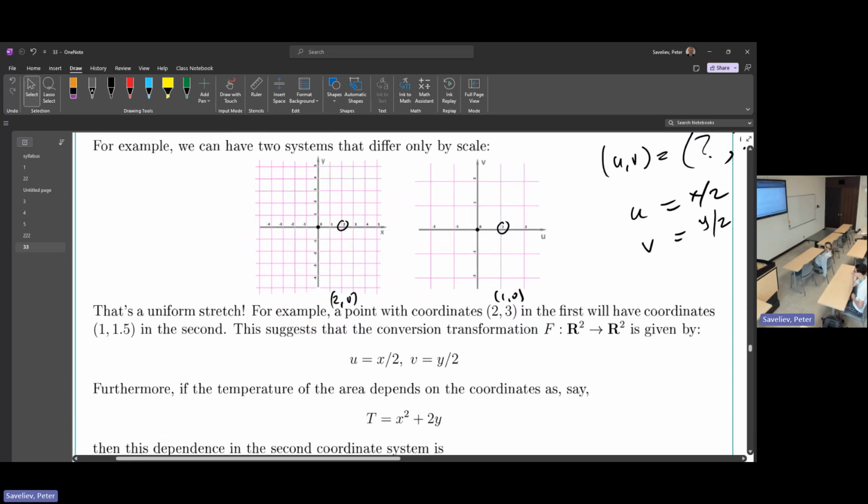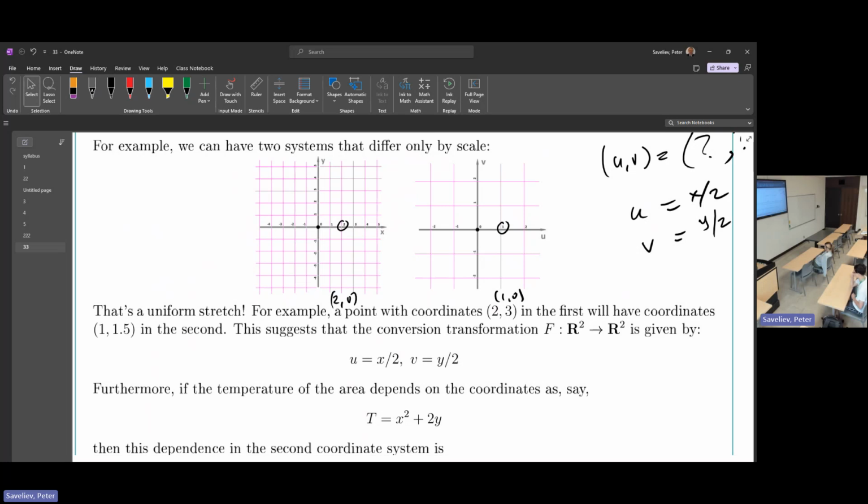Once again, whatever curve you have already drawn in the original coordinate system, you can redraw it, recast it in the new one, just by doing the substitution.